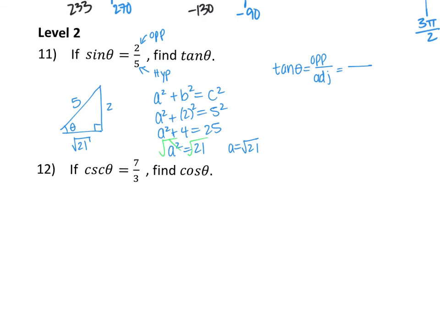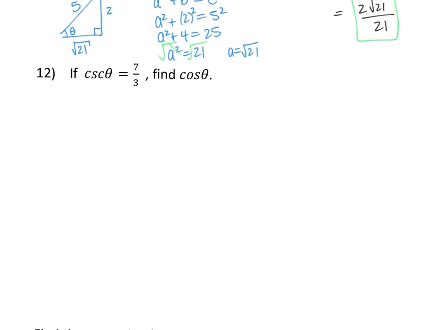And then what I need to do is find my tangent value. So I have my opposite side, which is 2. My adjacent side is going to be root 21. So that means I need to multiply the top and bottom by root 21 to try to get rid of the root. So I have 2 root 21 over 21. So the root 21s cancel, leaving me with just 21. I can't reduce a 2 and 21, so this is it. This would be my final answer.